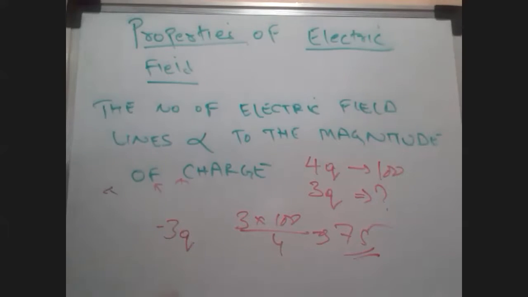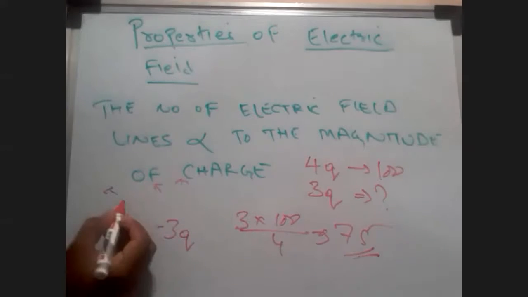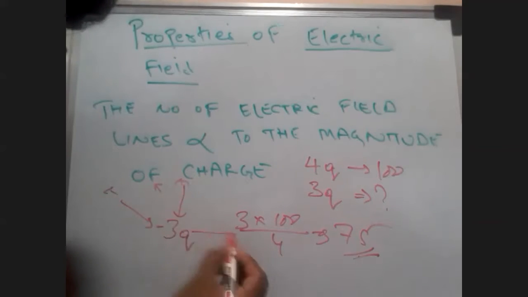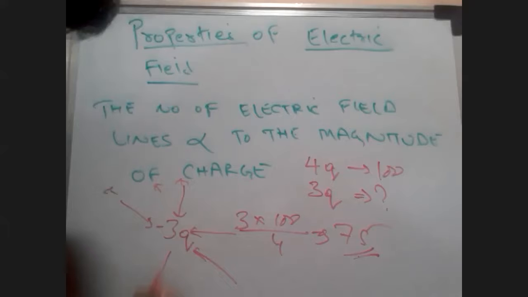electric field lines based on the negative charges. Don't make a mistake. You get 75, so you'll draw 75 lines, but you have to show the direction, that is, they are contracting within that. So 3q will absorb 75 electric field lines.